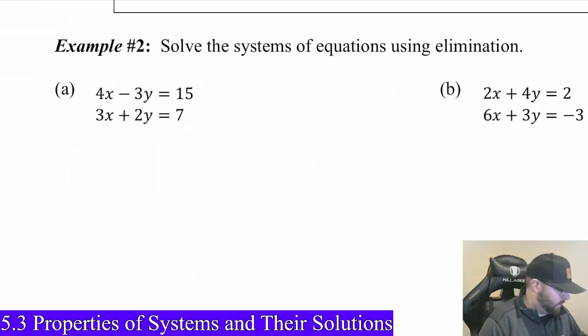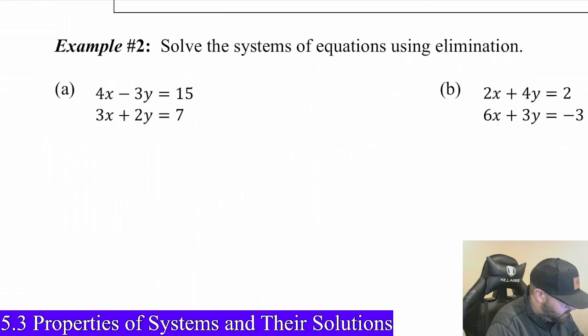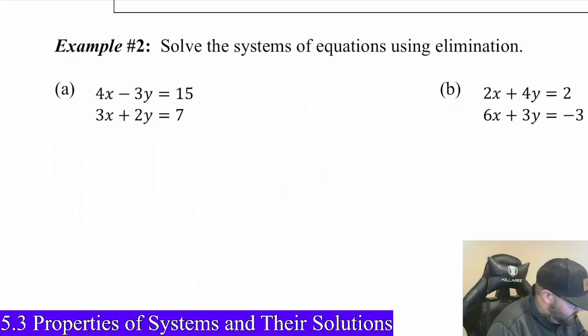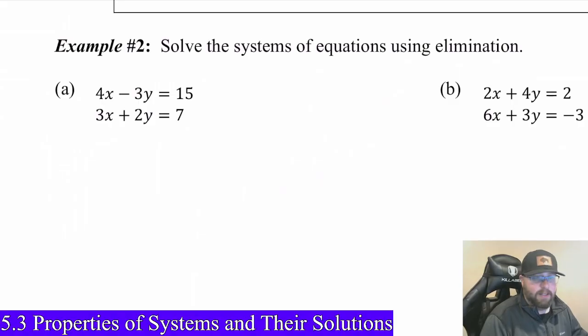All right, part A. So we look, 4x and 3x are not opposite of each other. We need one positive, one negative, and they're not opposite. One's 4x, one's 3x, so if we add them up, they're not going to add up to 0. And negative 3y and a positive 2y, they're opposite of each other, but in this situation, we have a 3 and a 2, so they're not going to add up to equal 0.